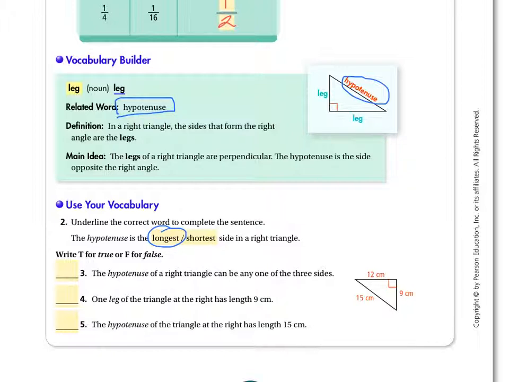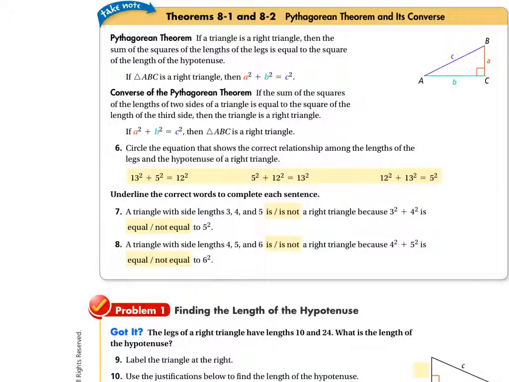So I want you to write true or false. Number 3, the hypotenuse of a right triangle can be any one of the 3 sides. True or false? False. Why? Because it can only be the side opposite the right angle. It can only be the longest side, right? Number 4, one leg of the triangle at the right has a length of 9. Is that a leg? Yes, so that's true. The hypotenuse of the triangle at the right has length 15. Is that true? Yes. How do you know? It's the longest side.